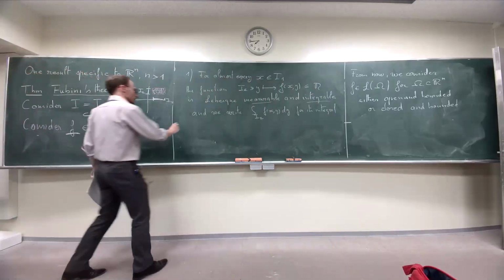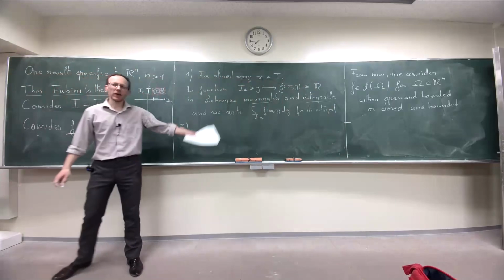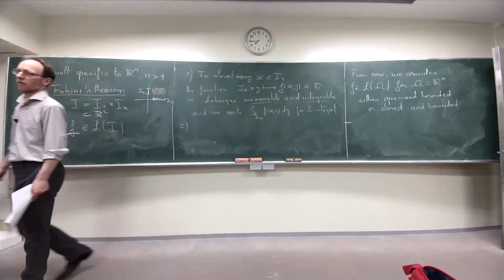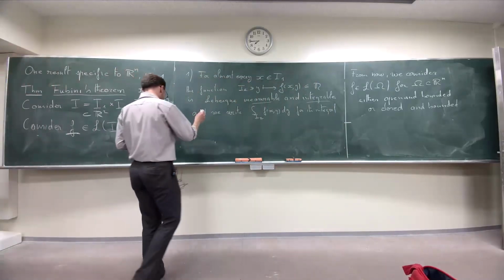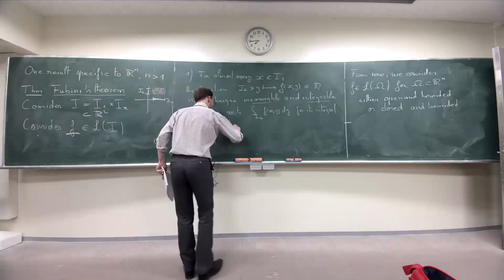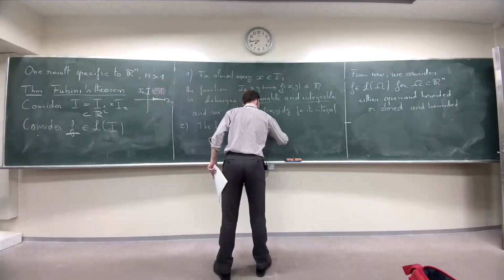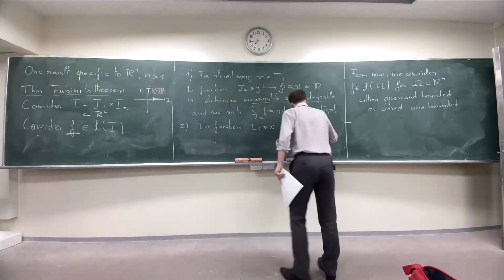But look, this number depends on x. So now the second statement is about the function: take x in I1 and send it to this number.